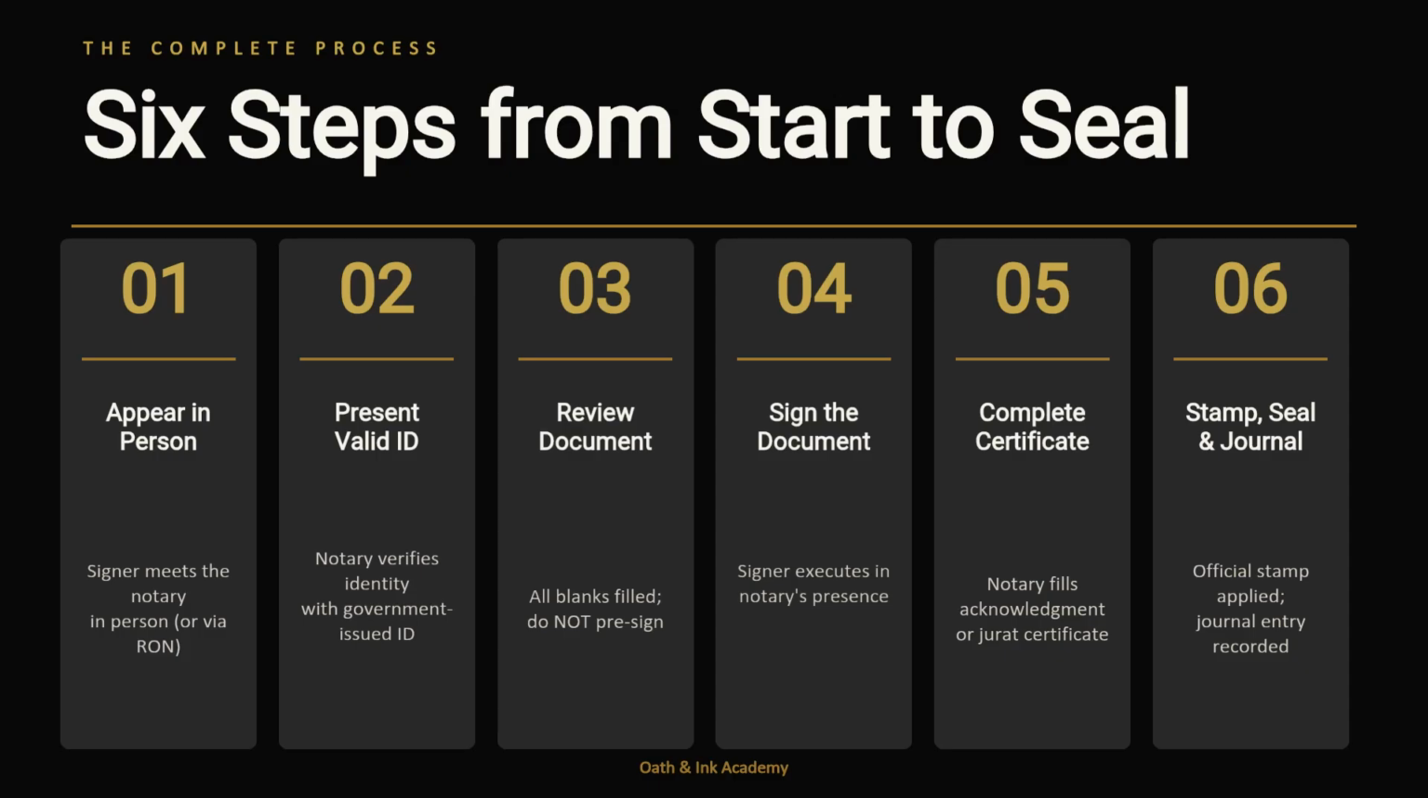Fourth, sign in the notary's presence. Fifth, the notary completes the certificate. Finally, apply the official stamp, seal, and record the journal entry. These 6 steps form the complete notarization process. The star slide, the annotated affidavit, is coming up next.